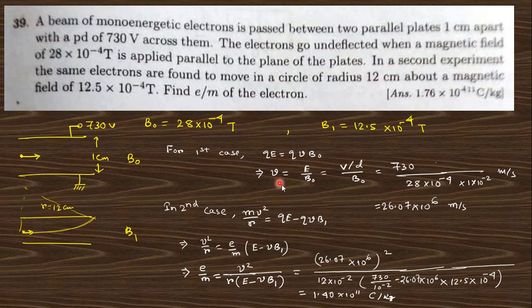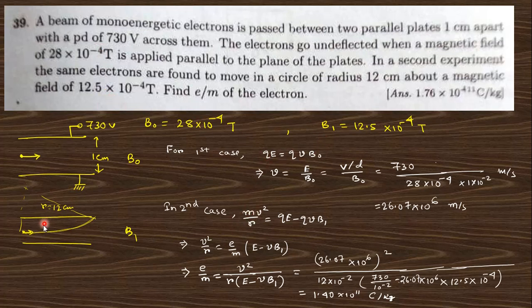From here we will get the velocity of this electron, right? In the second experiment, the same electron, that means the velocity will be the same, moves in a circle when the magnetic field is reduced. The magnetic field will be reduced to 28 times 10 to the minus 4. That means the force of the magnetic field will be reduced.